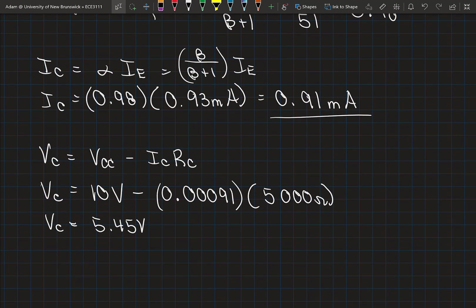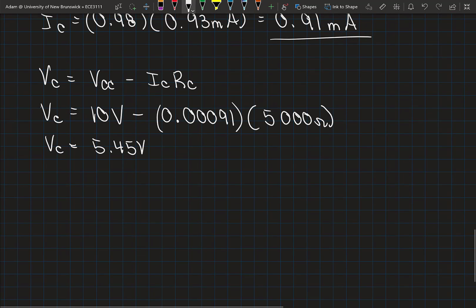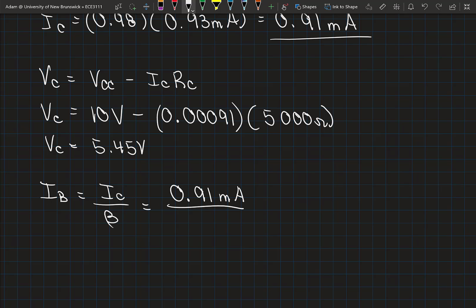Okay, I guess what else were we looking for? I've got the emitter current, the collector current, the collector voltage, the base current. We will recall that our derivation showed that we can calculate the base current as the collector current divided by beta. So the collector current was 0.91 milliamps. So the base current is 50 times less than that, or 18 microamps. Okay, so there's our final value. So we've fully solved for that circuit.